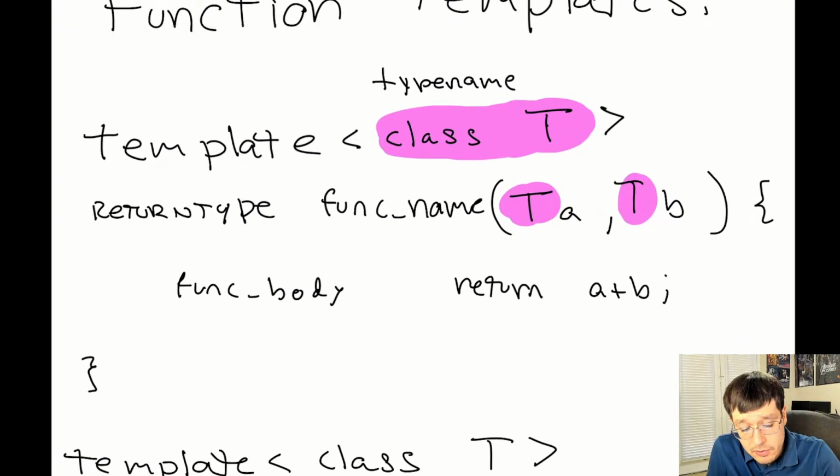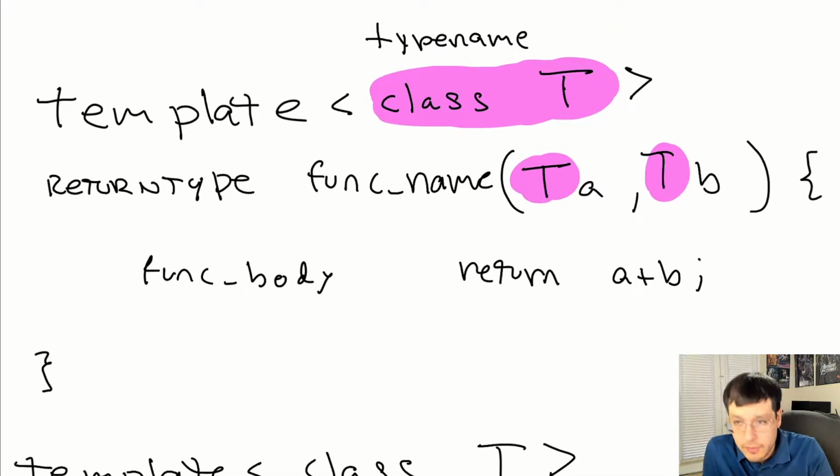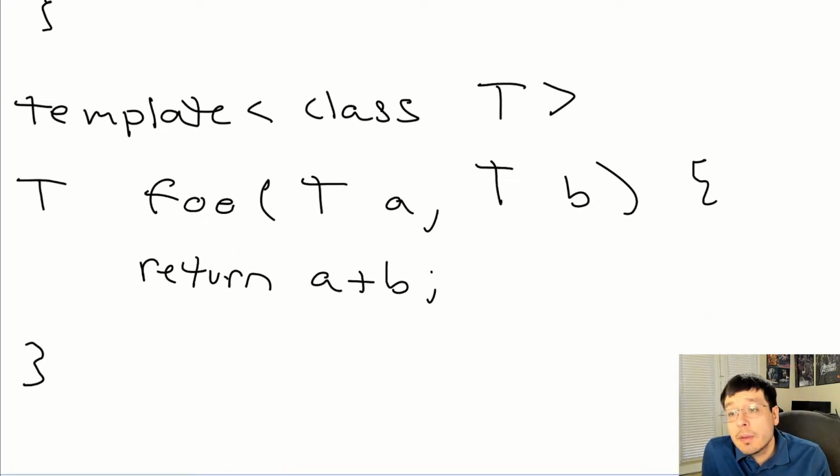So if this looked really foreign to you with all the symbols and stuff, I'm just trying to show you the sections of it, right? So the return type, the function name, the parameters, function body, and so on. But this is what an actual templated function is in the wild. So what does this do?